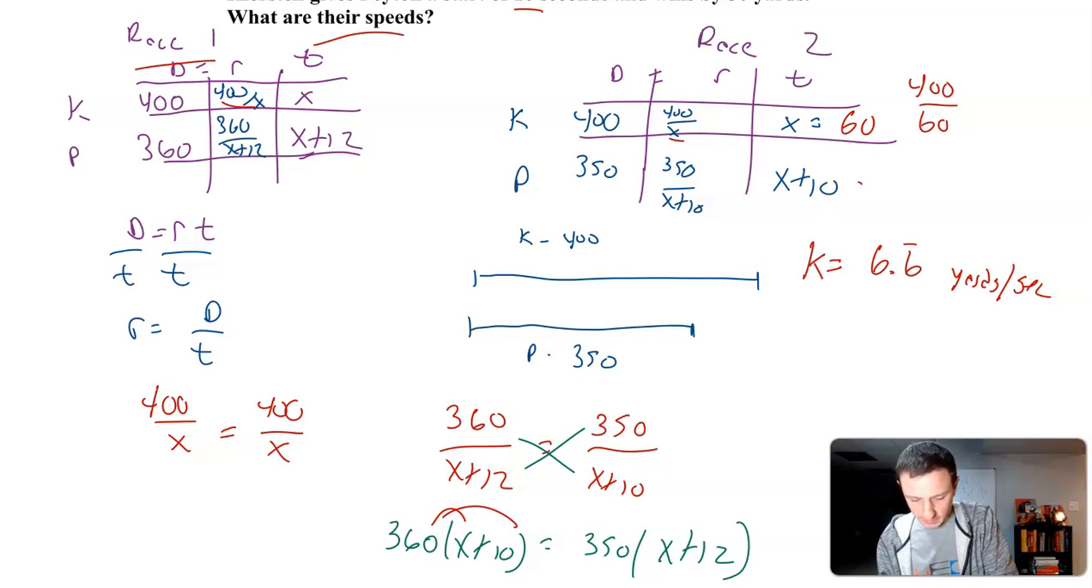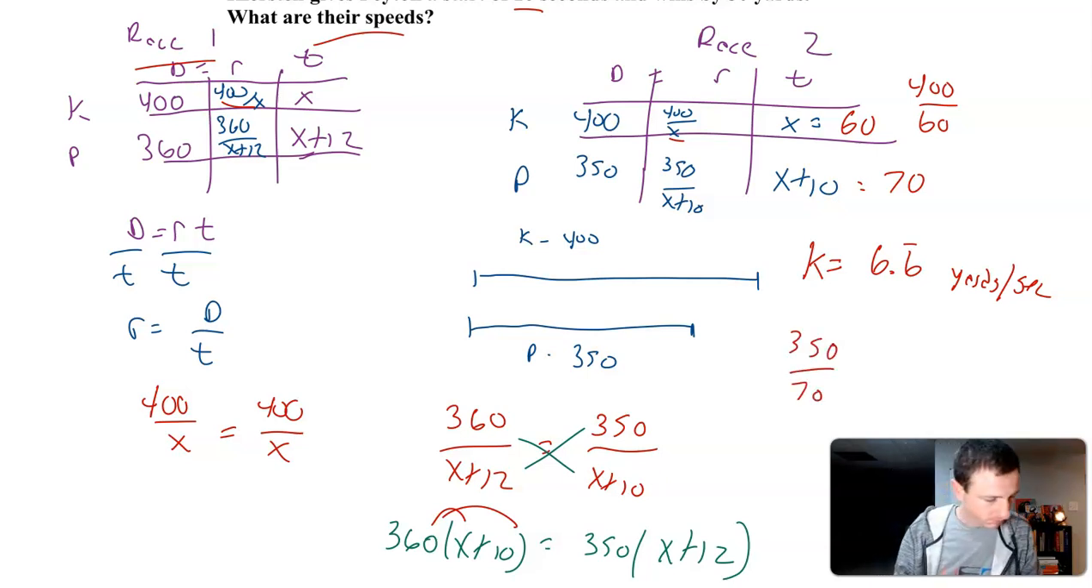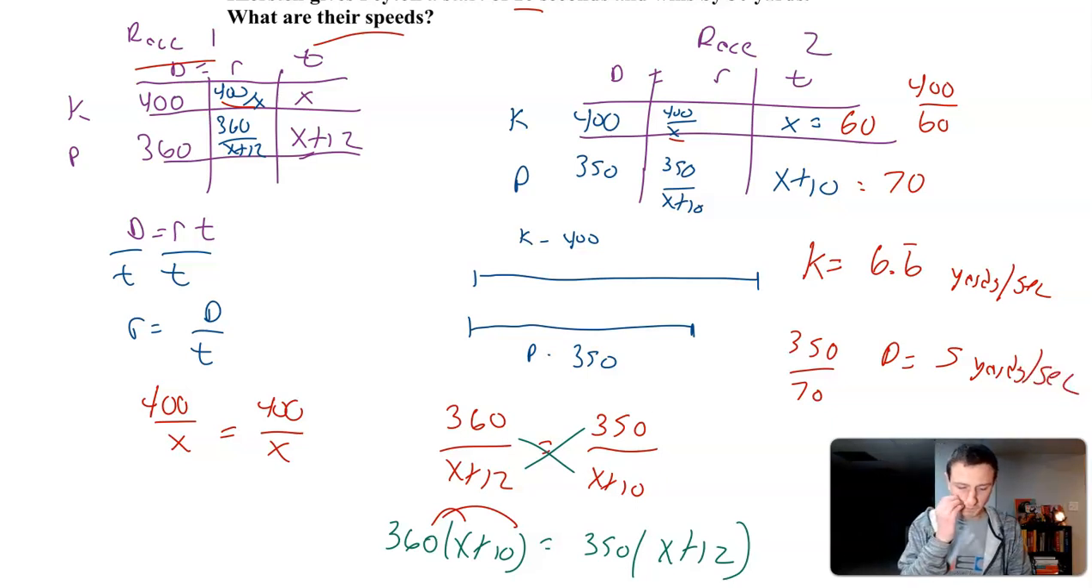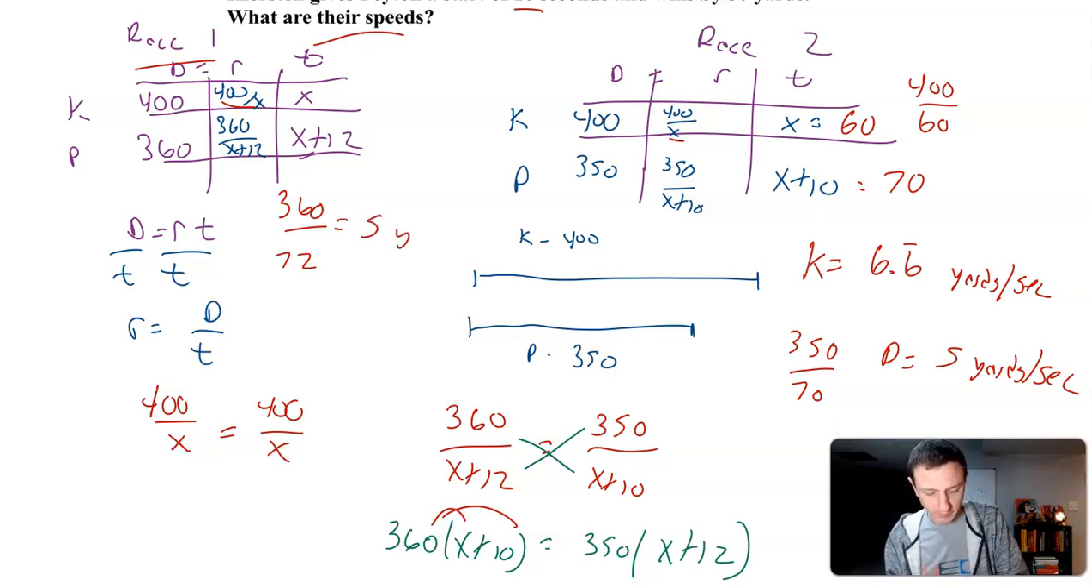And then that means Peyton ran for 70 seconds in race 2. We can do 350 over 70, which is going to be 5. So Peyton's rate is 5 yards per second. And if you were to take the other equation, the same thing would happen. We can do 360 over 72, because 60 plus 12 is 72. So 360 over 72 is still 5, so 5 yards per second.